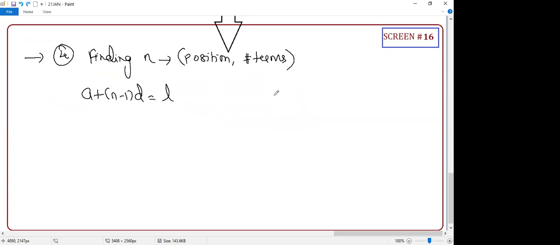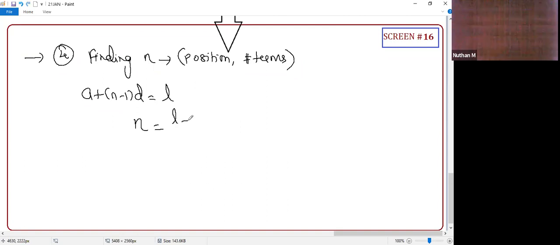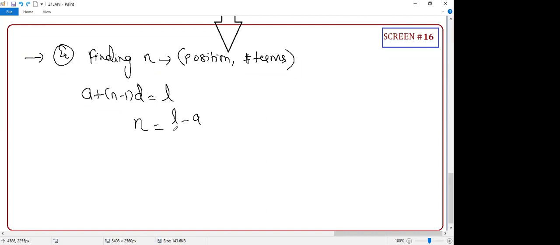Rest of the term I have to move here. What will you do? Tell me first. You'll move A to that side first, yes or no? Minus A. L minus A. Then after that, D, where will you put it? Divided by D, yes, sir.